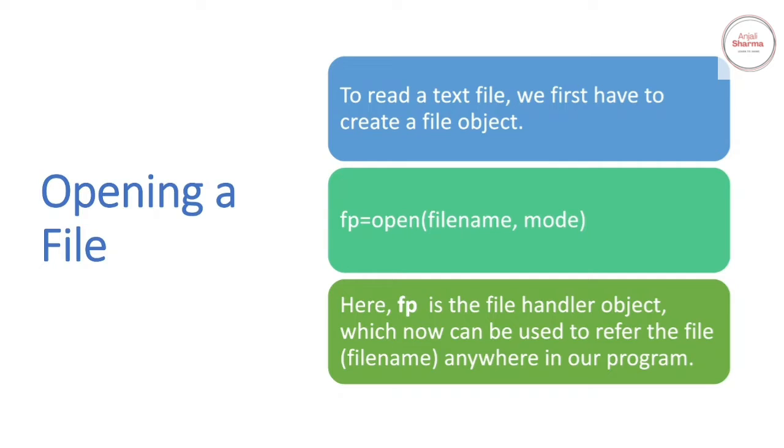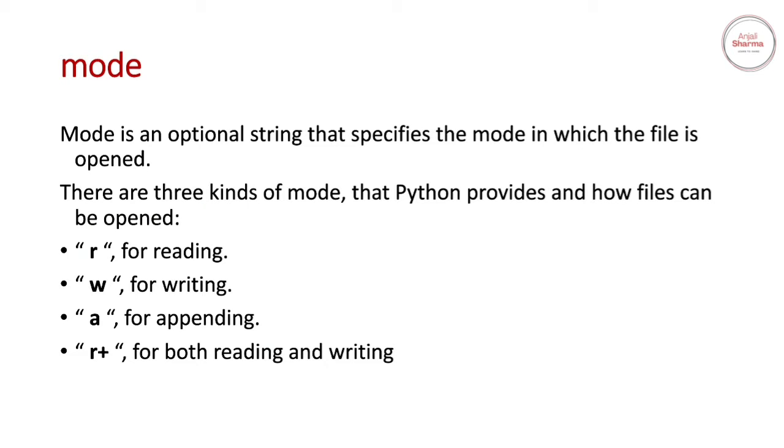But one thing to understand is that the file name is very simple, the name of your file. What do we understand by the mode? Mode is an optional string that specifies the mode in which the file is to be opened. There are several kinds of modes, but the major three are as follows. The first is r, which stands for reading. This opens a file to read it. The file pointer is positioned at the beginning of the file when the file is opened in read mode.